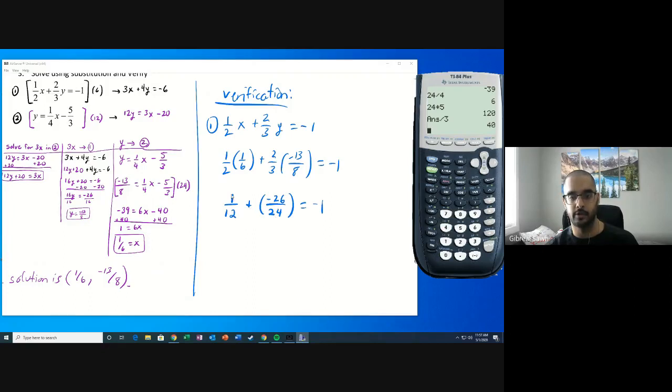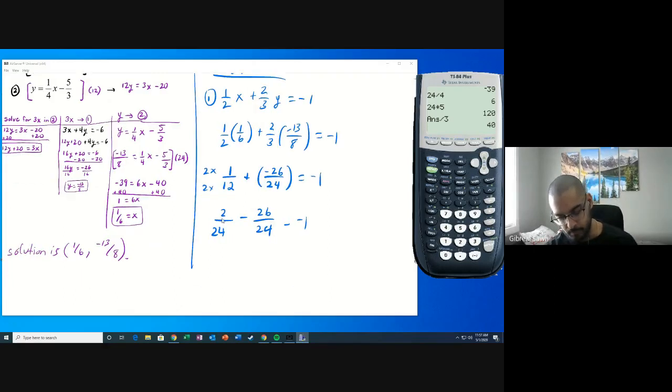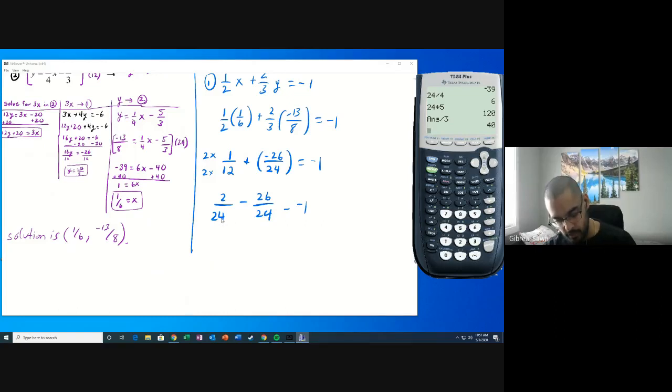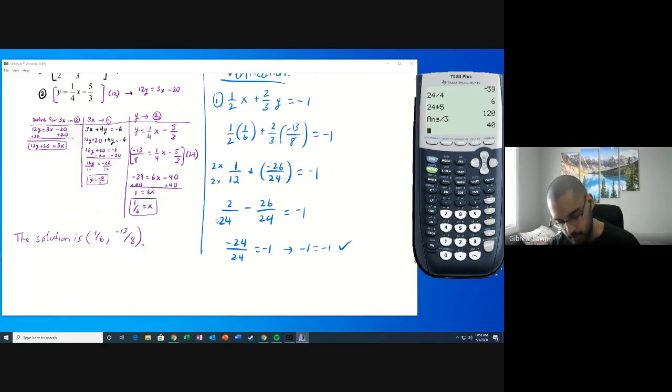So I need to double the first fraction. So let's multiply everything there by 2. So that'll give me 2 over 24 minus 26 over 24. That should be equal to negative 1. 2 minus 26 is negative 24. That's still over 24. That needs to equal negative 1, which it does. Okay, so that one checks out. Now we've got to check the second one.